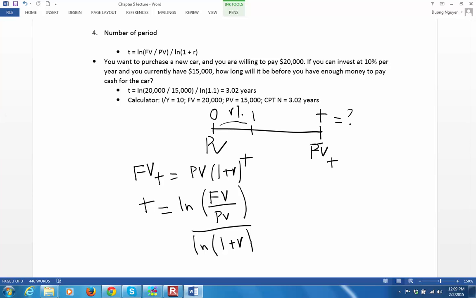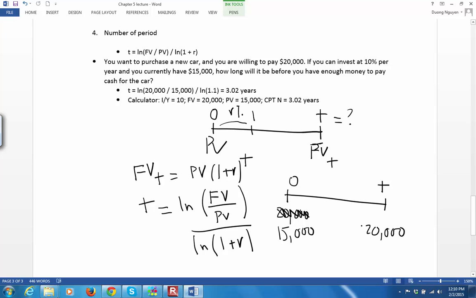For example, you are going to buy a new car in the future, and currently you have $15,000, so the present value is $15,000, and in order for you to buy a new car you need to have $20,000. You can deposit $15,000 in a saving account that will pay you 10% interest rate every year. So the question is how long it takes for you to have enough, $20,000, to buy the car.